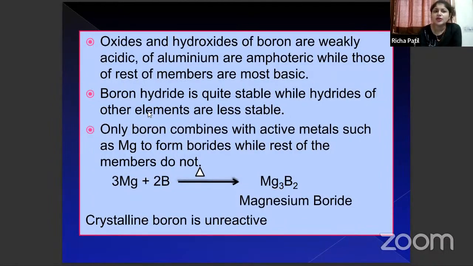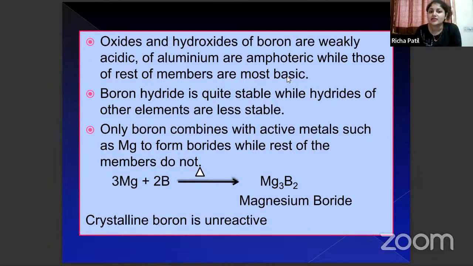When you're talking about the oxides and hydroxides, those of boron are weakly acidic. Aluminium is amphoteric. Amphoteric means what? It acts both as an acid and a base, while those of the rest of the members are basic. So oxides and hydroxides of boron are acidic, aluminium is amphoteric, acting both as acid and base, while the other members are basic in nature.